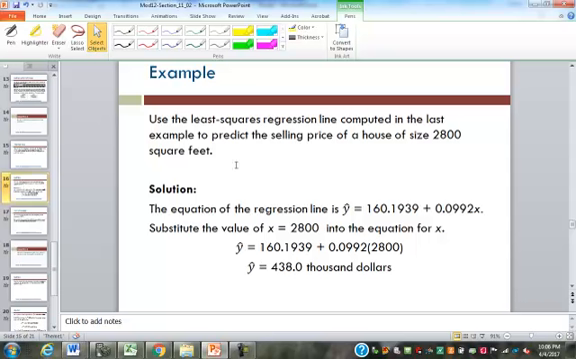So we've got the least squares equation. Predict what the price would be. Predict the selling price for a house that's 2,800 feet. So 2,800 goes in for x. So here's our equation. 2,800 goes in here for x. Now we just multiply out the equation, or we do the order of operations on the equation. Do the 0.0992 times 2,800, and then we add the 160.1939, sorry. We get 438,000 as the predicted value.